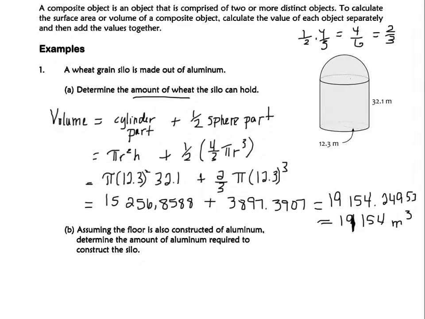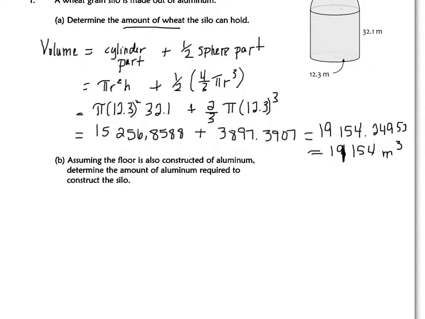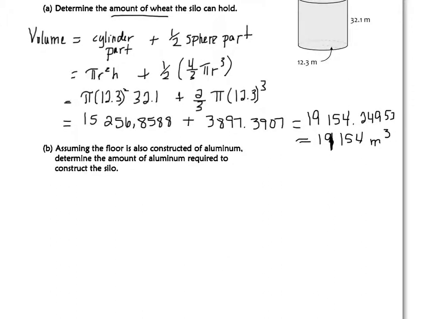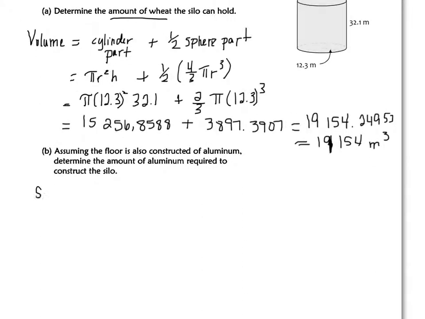The second question says: assuming the floor is also constructed of aluminum, determine the amount of aluminum required to construct the silo. That would be a surface area problem. The surface area of this silo would be the floor area plus the lateral part of the cylinder, and then the half sphere with no bottom in it. Just take the pieces that you're combining.